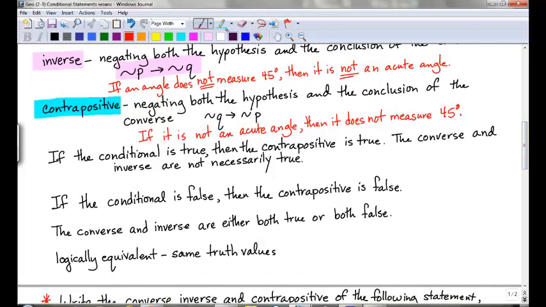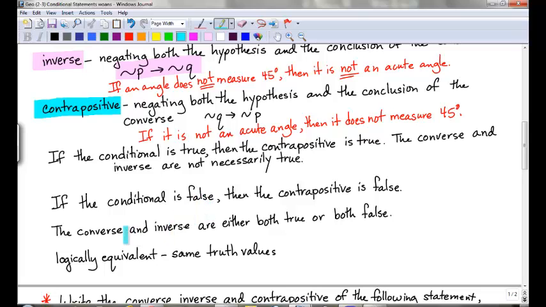If the conditional is true, then the contrapositive is always true. The converse and the inverse are not necessarily true. If the conditional is false, then the contrapositive is false. When is the conditional false? Look on your table up there. There's only one time: when the if is true and the then is false.